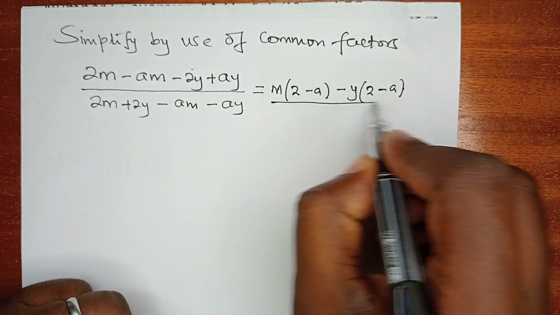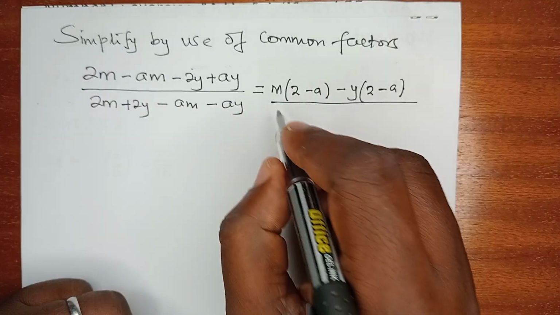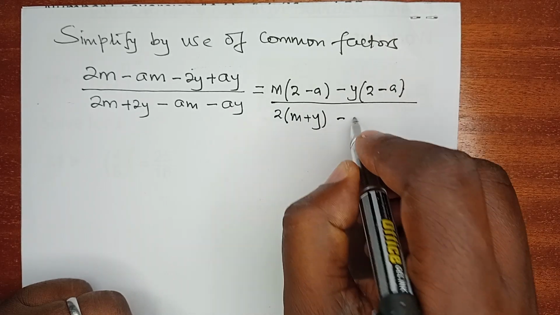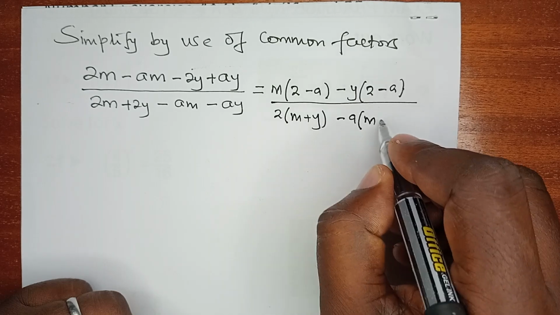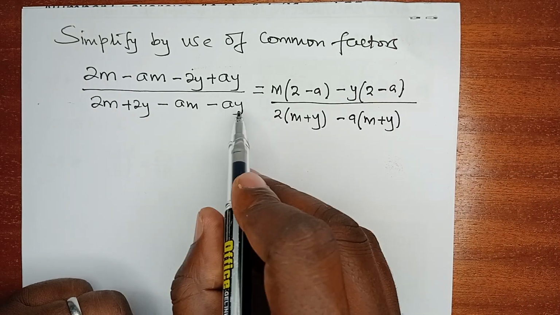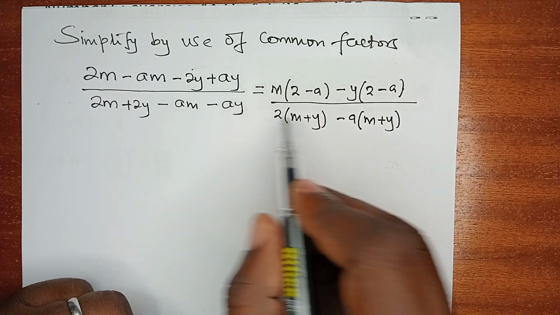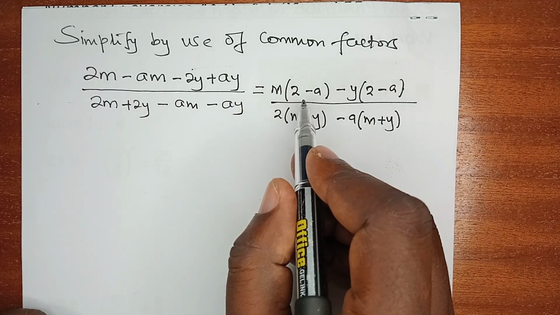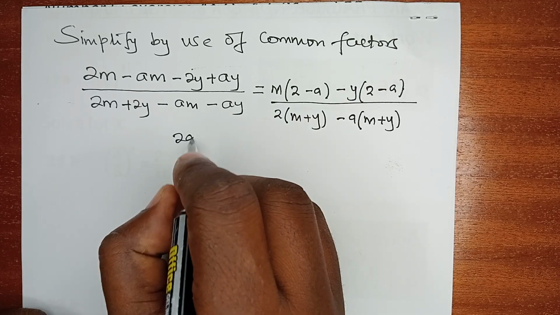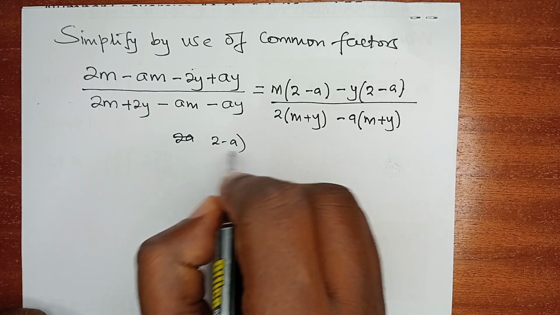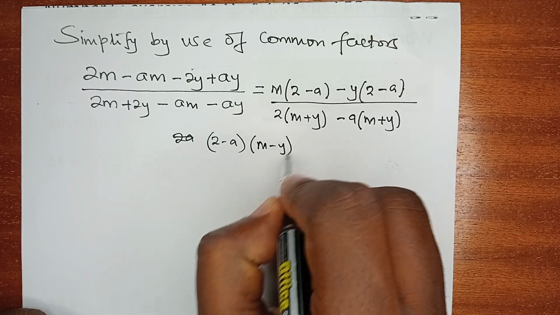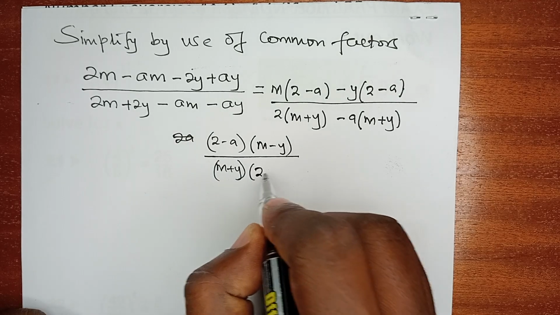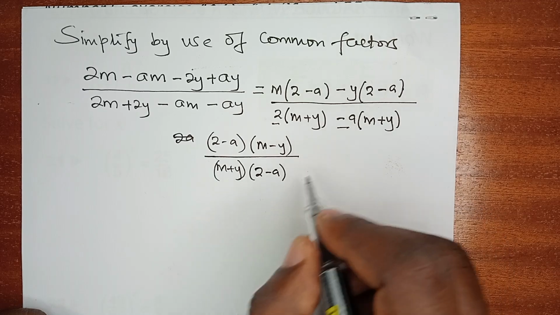And that being that, the denominator, well, we have the first two terms, 2 is common. In the bracket we have m plus y. Then minus a is common, so m plus y. You realize that negative ay divided by negative a is positive y. And now that we are there, we have this bracket repeated, so we have 2 minus a, 2 minus a, then m minus y all over m plus y and 2 minus a, as you can see again.